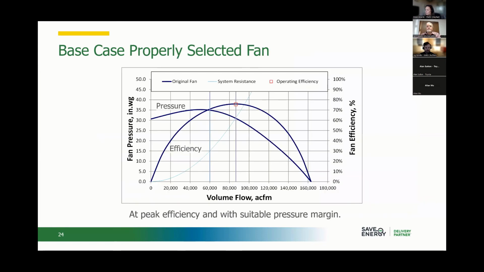Okay, next. So here's our base case selected fan. What we have here is a fan with a system curve coming up through, and where the system curve and the fan curve intersect is where that fan is operating. You can see, bingo, right underneath the best efficiency point. Life is good. There's a base case properly selected fan. Now this fan, you can see on the scale on the right side, is 75% efficient.